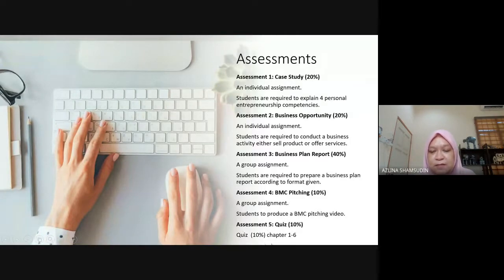The quiz, 10%, will cover chapter 1 until chapter 6. Of course, the quiz is individual, there is no group quiz. Insyaallah, the quiz will be in true or false and multiple choice format.